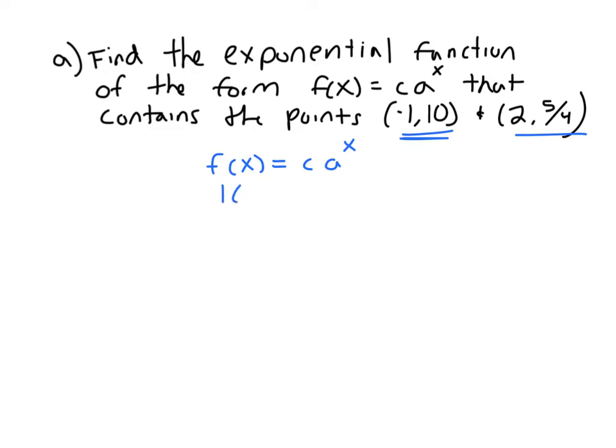So y equals 10, x equals -1. Okay, so if I were to divide both sides by a to the -1, I would get c by itself. So I'd have 10 a to the -1 equals c. Now, I could write that as 10a, right? Because if I were to bring it up, then the sign would change of the exponent, so that'd be a to the +1 power.